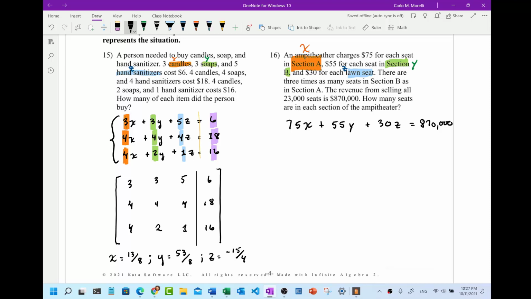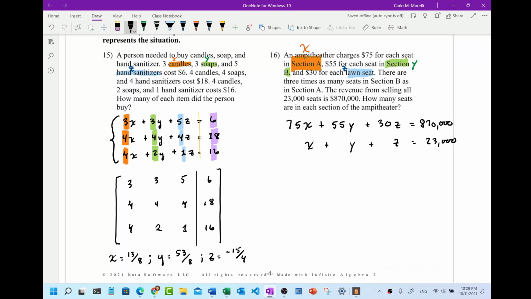So this is non-intuitive, but what you want to do here is write x plus y plus z equals 23,000. Okay, like I said, non-intuitive, that's what you would do, but you just want to say all these different types of seats add up to be 23,000 seats.